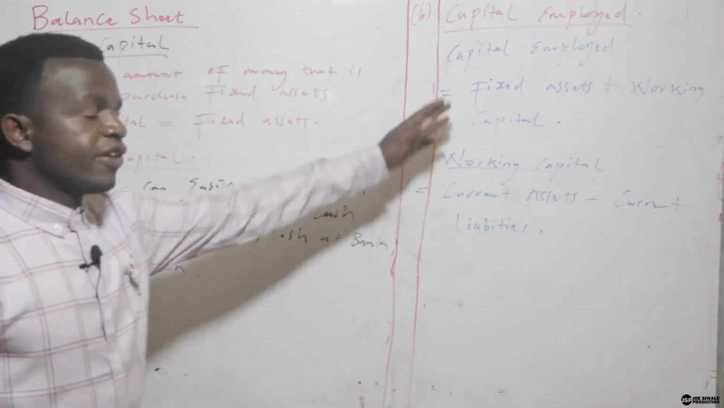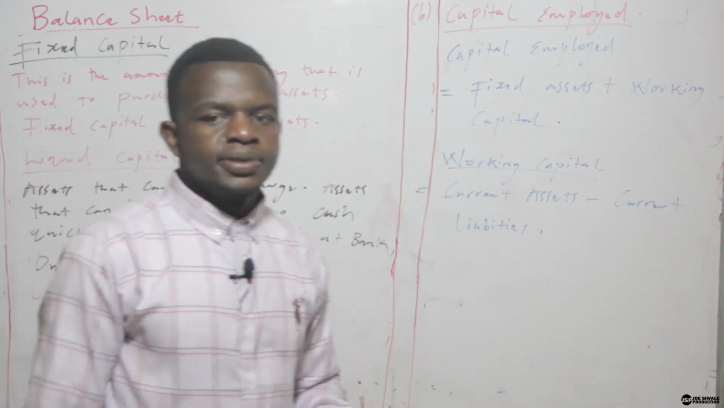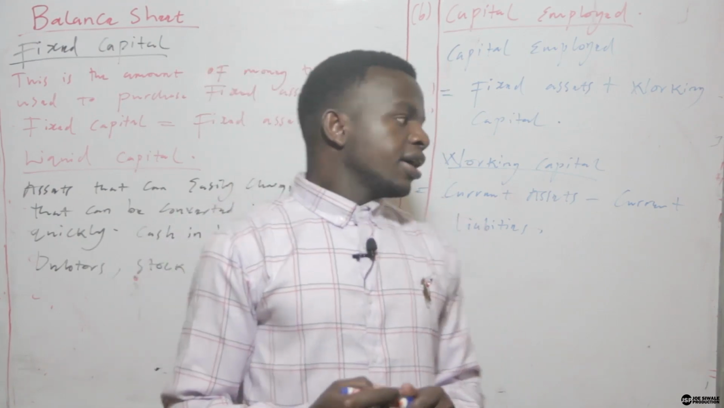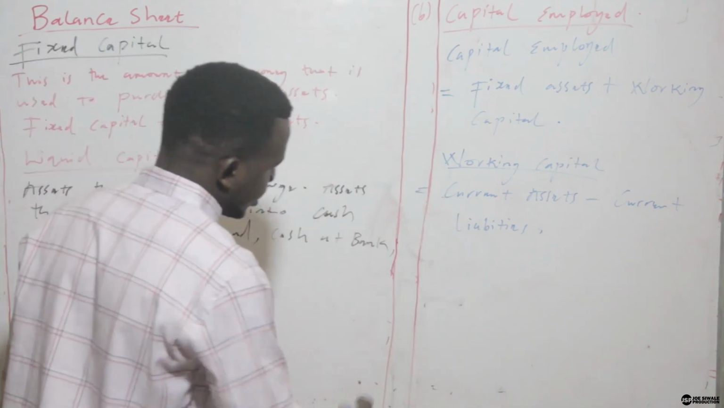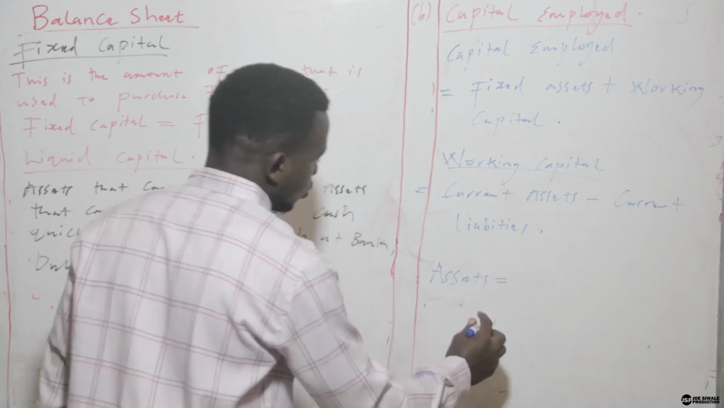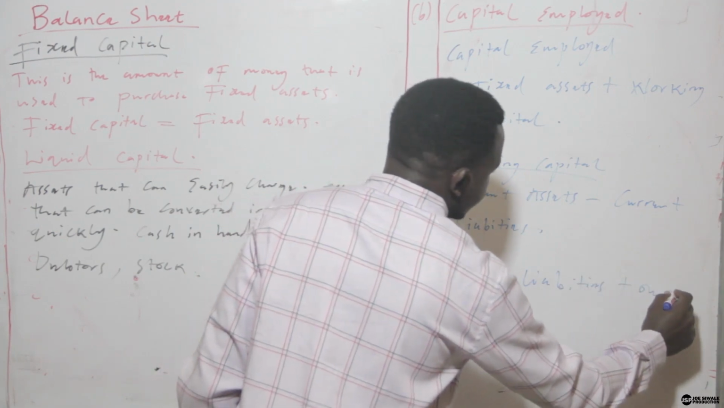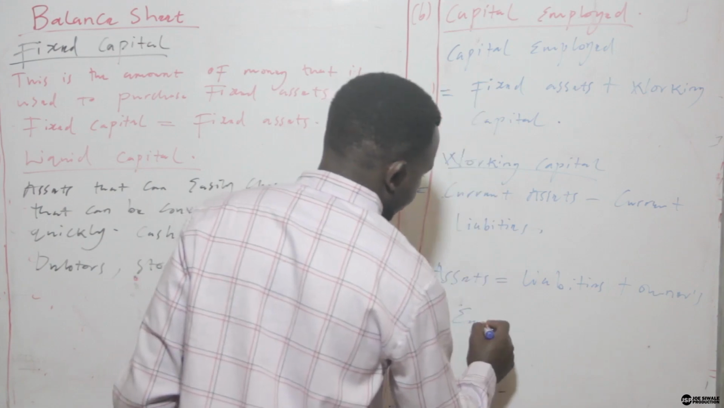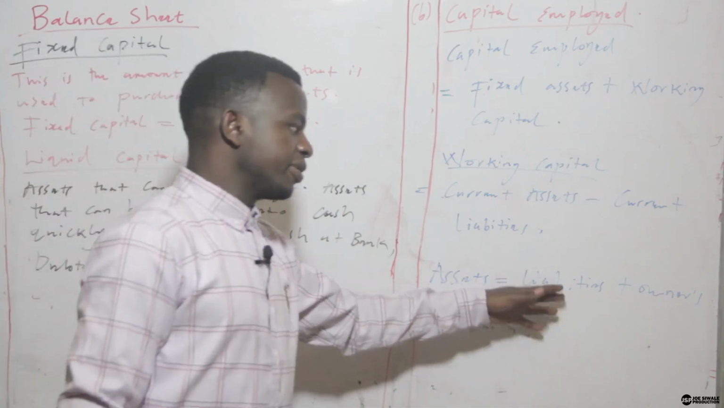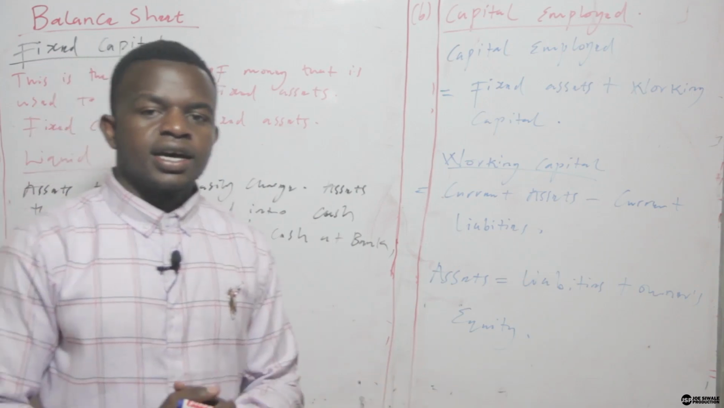So the formula that we use when finding capital employed, we say fixed assets plus working capital, and we know that working capital is equal to current assets minus current liabilities. And from our discussion, we said that the accounting equation, we said assets is equal to liabilities plus owner's equity. And we have discussed about the assets, we have discussed about the liabilities, and we have discussed about owner's equity. So where you have questions, please ask in the group.